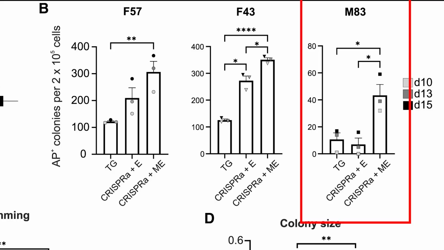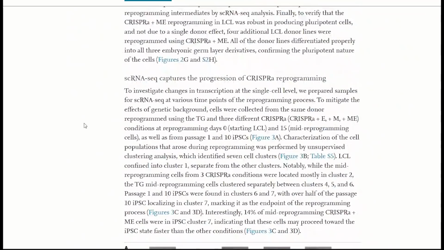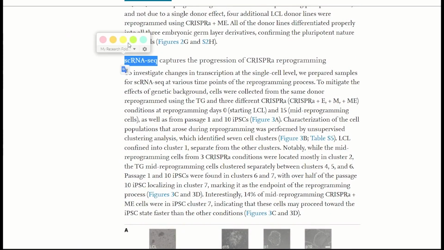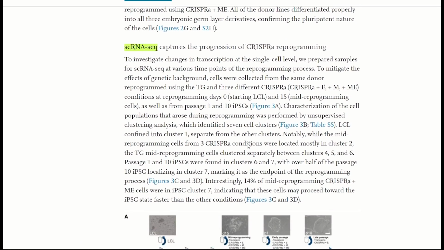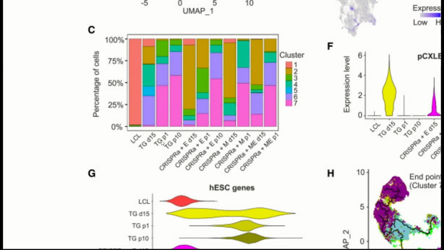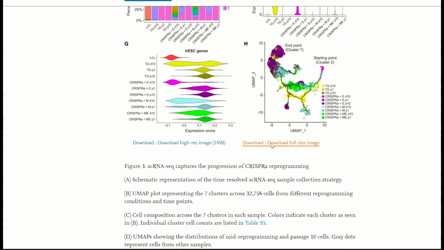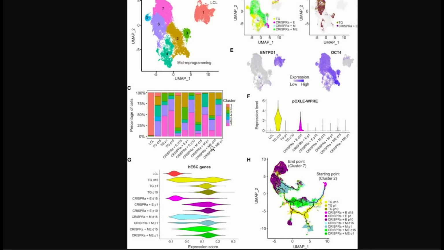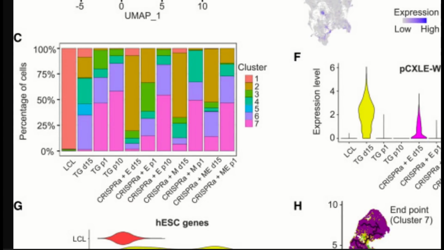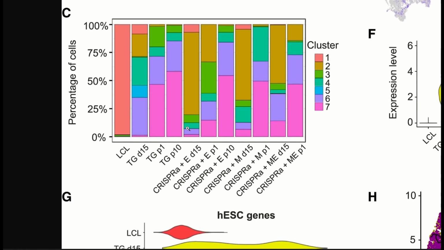And so the cool thing that they also did in this paper was that they did single-cell RNA sequencing to see the gene expression profiles of the cells using this approach compared to a transgenic approach. What they observed based on the gene expression was that mid-reprogramming, so day 15, the CRISPR-A plus me cells looked more like the reprogrammed cells than the other transgenic approaches, suggesting that the kinetics of reprogramming were also being enhanced.